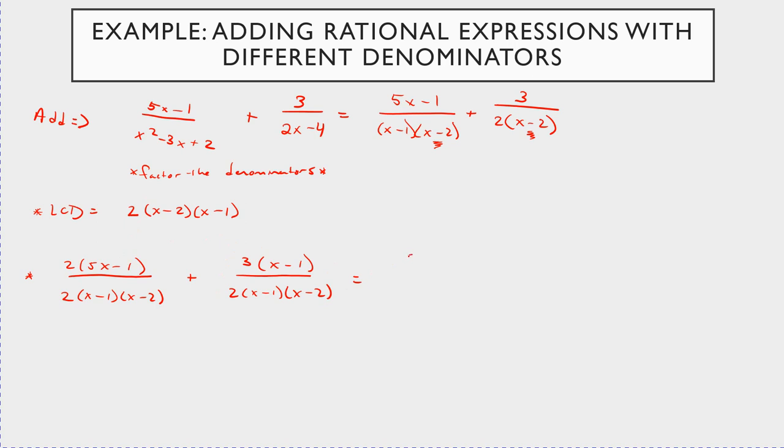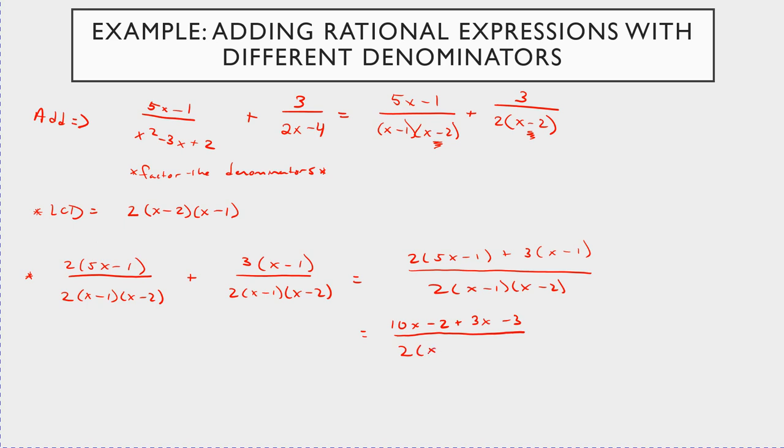All right, so now this is 2 times 5x minus 1 plus 3 times x minus 1 all over 2 times x minus 1, x minus 2. All right, now begin the process of simplifying. So I'm going to distribute. So this is 10x minus 2 plus here, this is 3x minus 3 all over 2 times x minus 1, x minus 2.